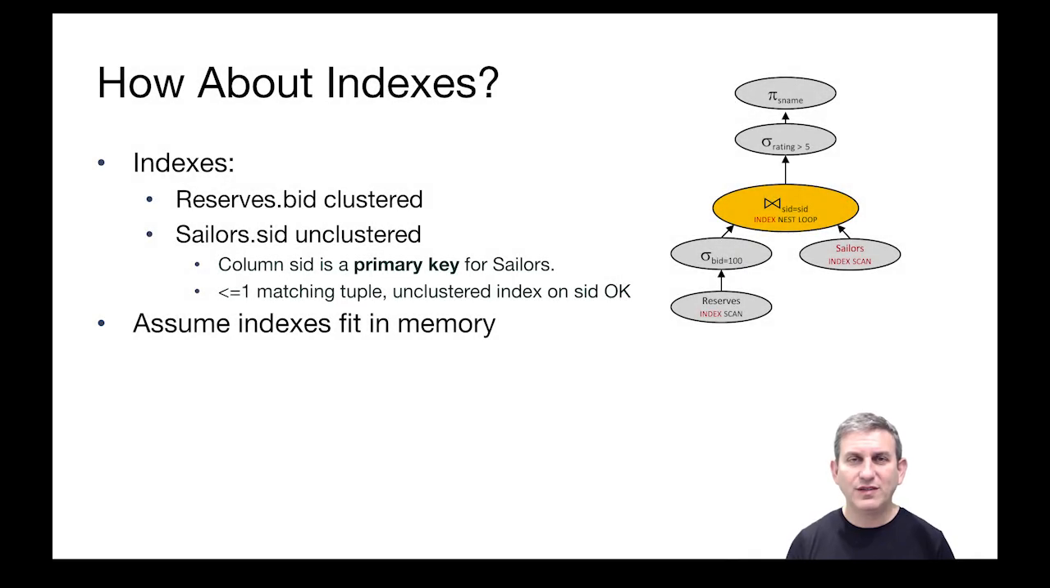There's one equivalence we haven't looked at yet, which is the physical equivalence of access methods. That different access methods can be used at the leaves of these trees and get the same answer. So let's look at the idea of using indexes instead of heap files.